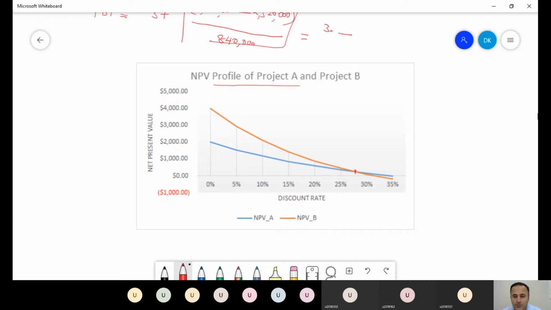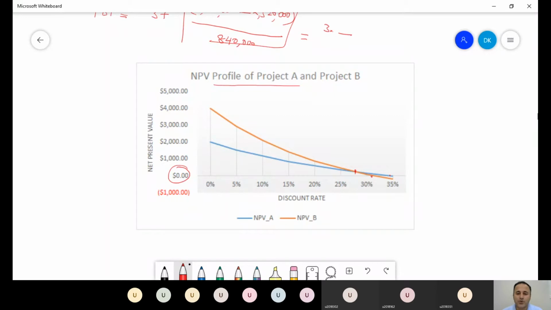IRR for project B is around here. This is the point where the NPV is 0, okay? And then for project A, it's around 35%.